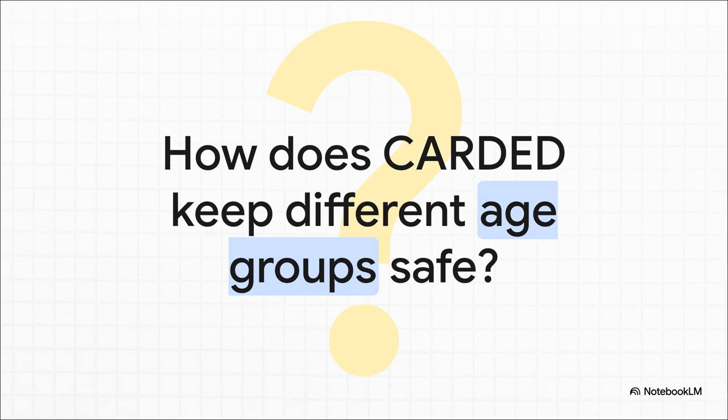Right off the bat, the big question we're unpacking today is this. How exactly does Carded keep different age groups safe while they're using the platform? I mean, safety and age-based progression are literally at the very heart of how this thing is designed. It is definitely not just a free-for-all. There's this very deliberate, step-by-step ladder of access built right into the system to protect users as they grow up. So let's see how they actually pull this off.